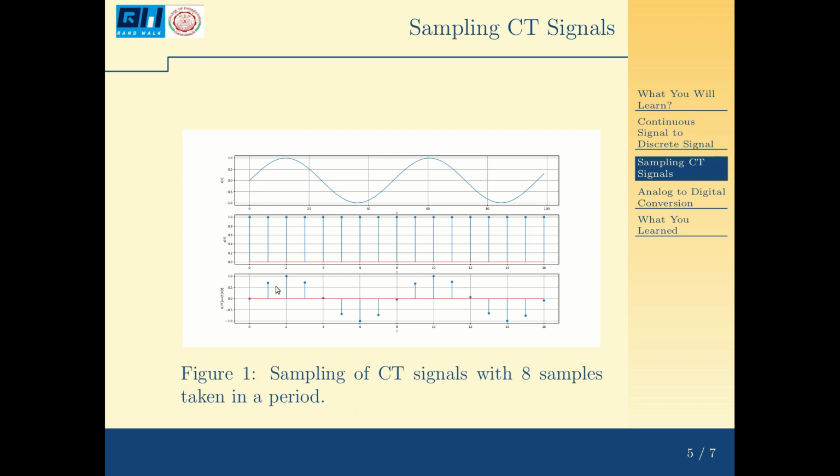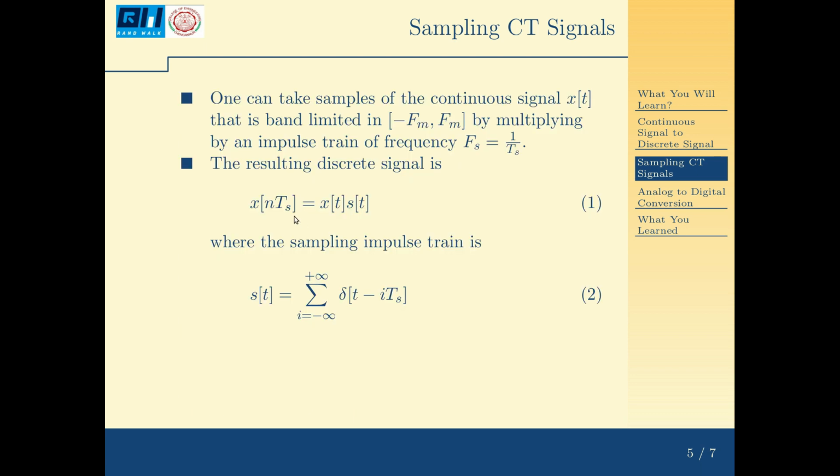Here I have one sample. Here I get another sample of this continuous time signal. Here I get the third sample. Here I get the fourth sample. This is my fifth sample, etc. So that is the meaning of this equation 1. That is, the sampled signal x(n ts) is obtained by multiplying my continuous time signal x(t) with the impulse train s(t). This s(t) is nothing but a train of impulses, that is the sum over i from minus infinity to plus infinity of delta(t minus i ts).